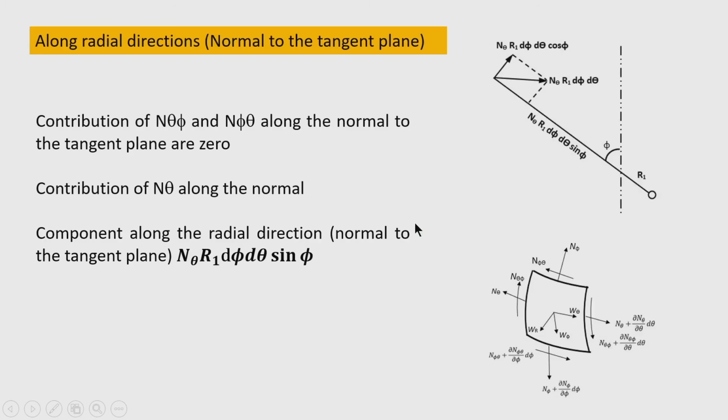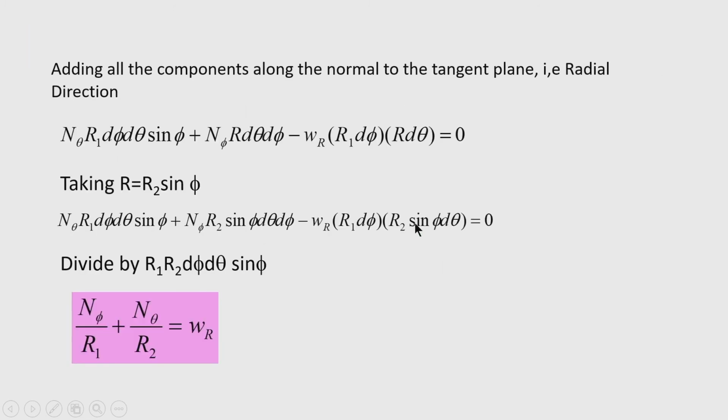So, that relationship we will use here, r is equal to r 2 sin phi, and then we get this equation: n theta r 1 d phi d theta sin phi plus n phi, instead of r we now substitute r 2 sin phi. So, r 2 sin phi d theta d phi minus W r r 1 d phi, and here we write r 2 sin phi, and d theta is already there. Now, it is equal to 0.